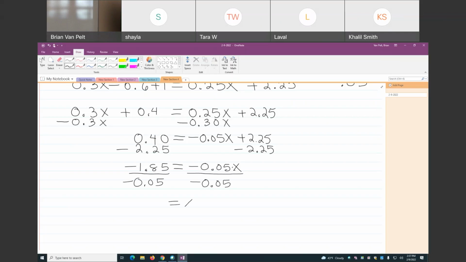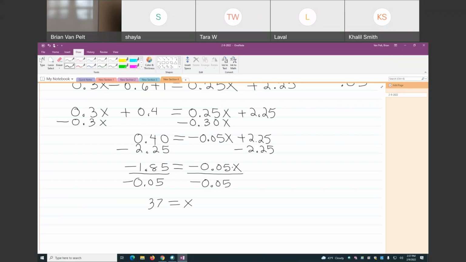Those negatives on the left-hand side cancel out. And you get 37. Something like 2.85 divided by negative 0.05. How did you get negative 2.8? I don't know. Well, just look, don't stress so much.